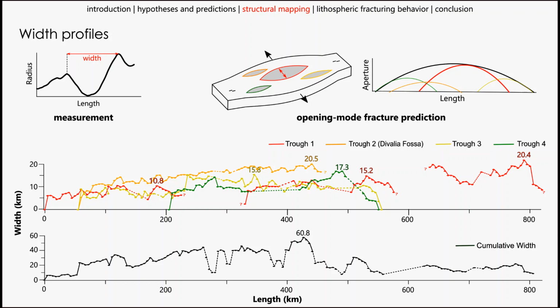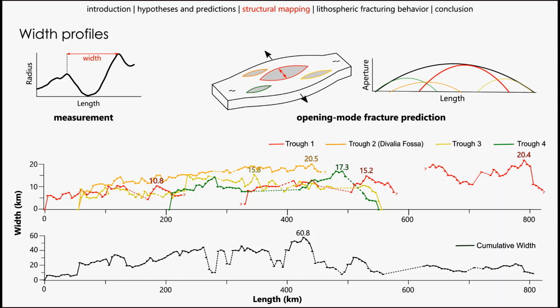Here are the individual and cumulative width profiles of equatorial troughs. Trough 1 in red is separated into 3 sections, which makes it difficult to determine if they belong to a single or multiple structures. The width maxima of troughs 2 to 4 all occur at a similar position on Vesta, which is also centrally located along the length extent of the trough set.